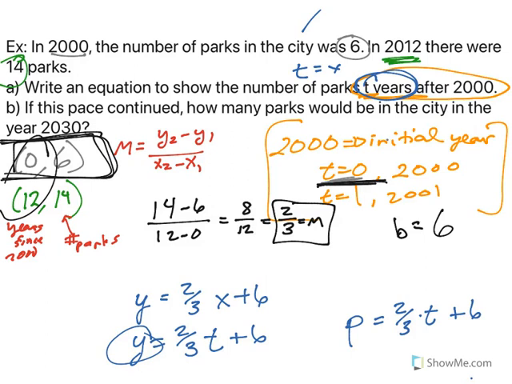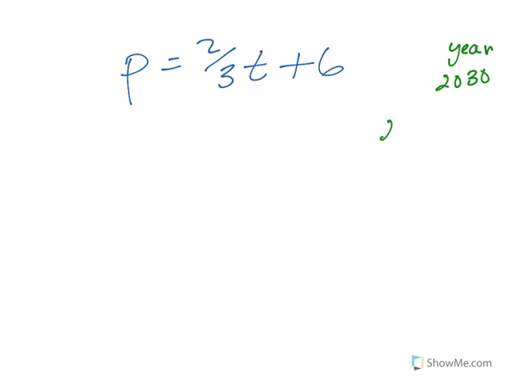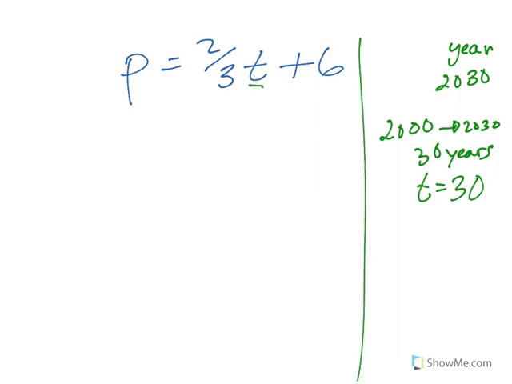Okay, so now let's talk about letter B. We'll go to a clean screen to do this, but it said, if this pace continued, how many parks would be in the city in the year 2030? Okay, so we know our equation is this. So in the year 2030, how many years after 2000 is that? Well, 30. It's 30 years later, so we know that T has a value of 30. So I can substitute that into my equation.